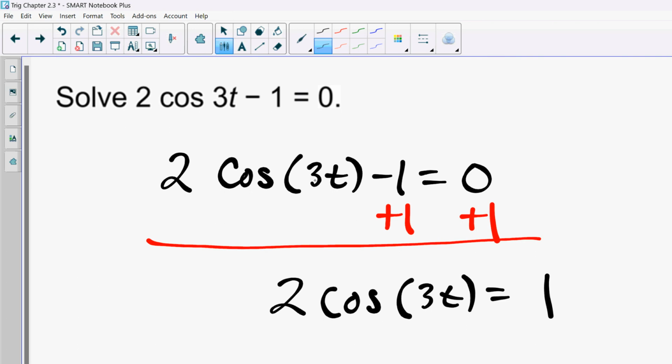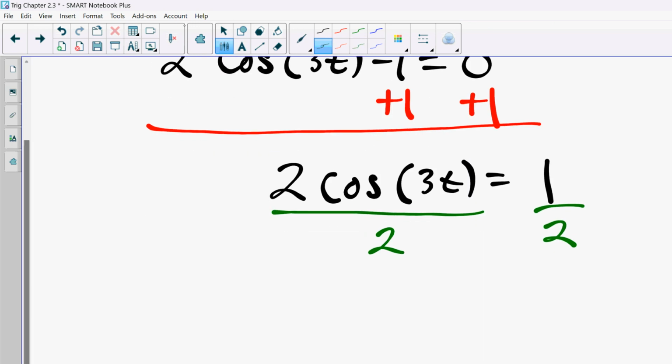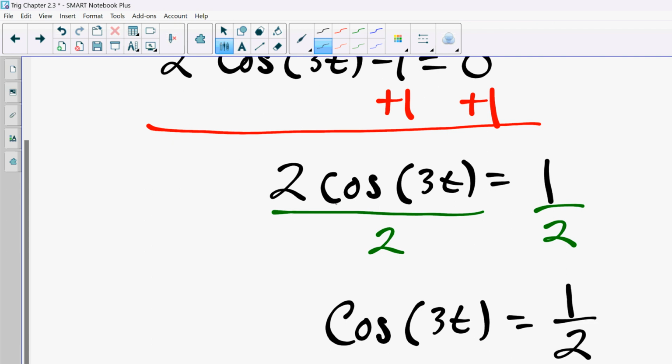Well, we still need to get cosine by itself, so the next thing we can do is divide both sides by 2. Which is going to tell us that cosine of 3t is equal to 1/2. There it is.